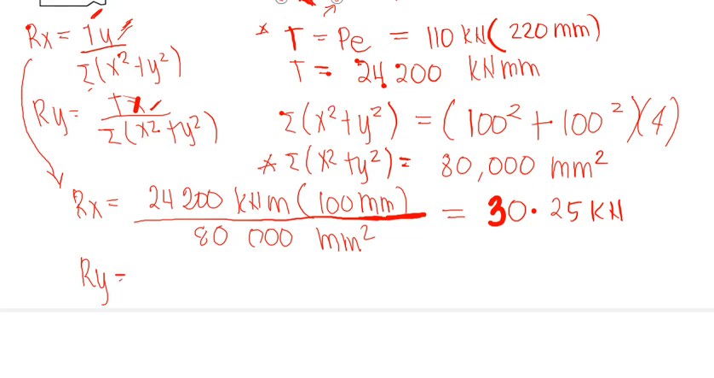So, yung magiging ry natin is T, which is 24,200. Yung x natin is 100 pa rin, over the summation of x squared plus y squared is 80,000. So, ilalagay natin yung 80,000 dito.